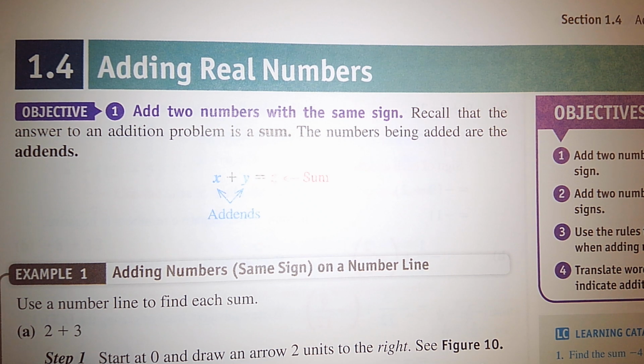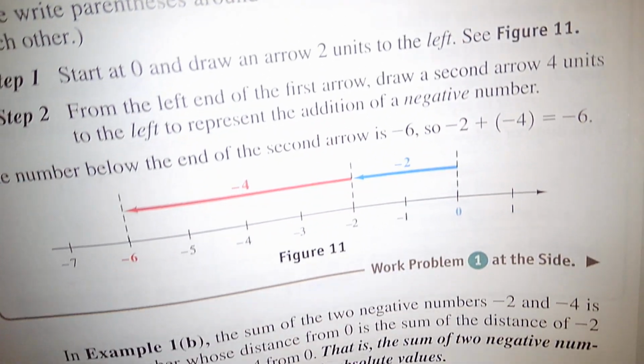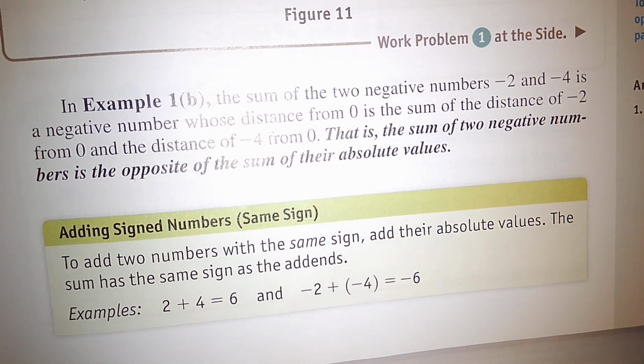There we go. Okay, so section 1.4 is about adding the real numbers. At first I will go over the knowledge in section 1.4 from the book, and then we are going to practice from the notes. Okay, so adding real numbers, we're going to follow some rules. This is on page 57 of the book.